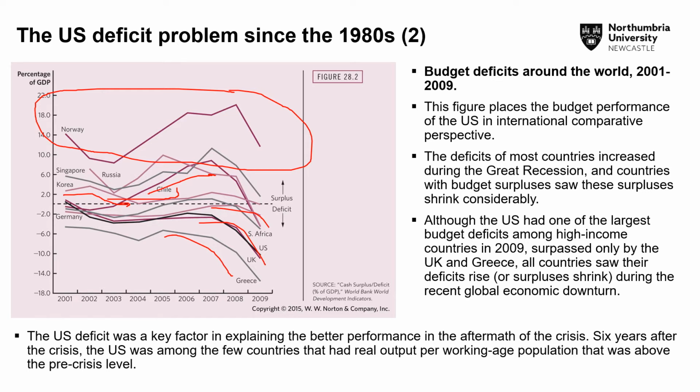So what has happened is that most countries saw the deficits rise or surpluses shrink over time. And it happens that the US has a bigger deficit than many other countries as a percentage of GDP. The only other country is Greece.